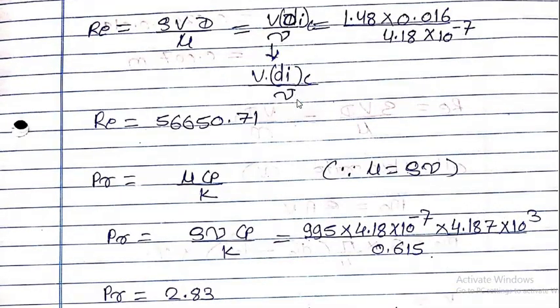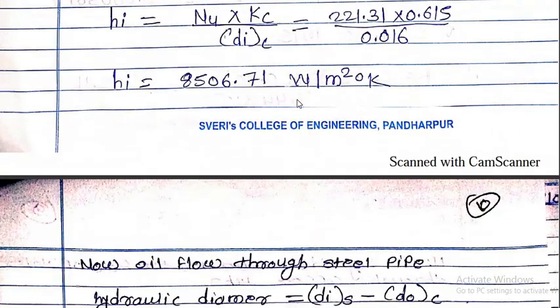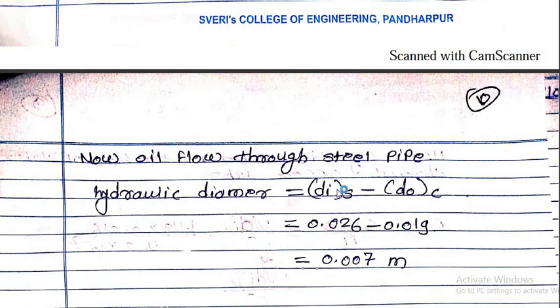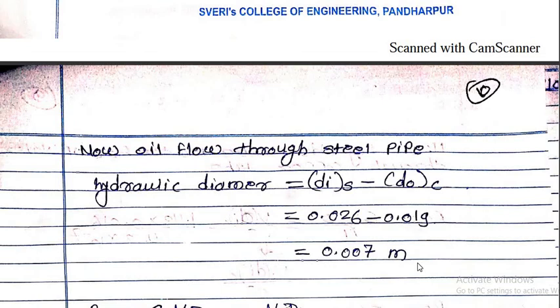So here we have done the same thing. To get the hydraulic diameter, we have subtracted the outer diameter of the copper tube from the inner diameter of the steel tube. The inner diameter of the steel tube is 0.026 minus 0.019, the outer diameter of the copper tube. So we get the hydraulic diameter, the diameter through which the oil is flowing. It is equal to 0.007 meter.